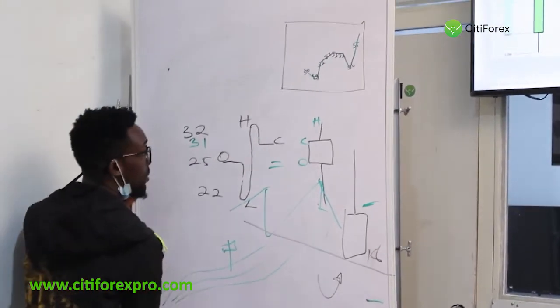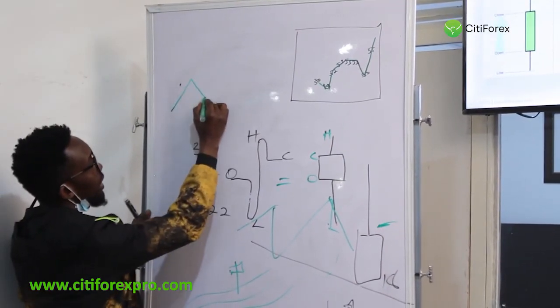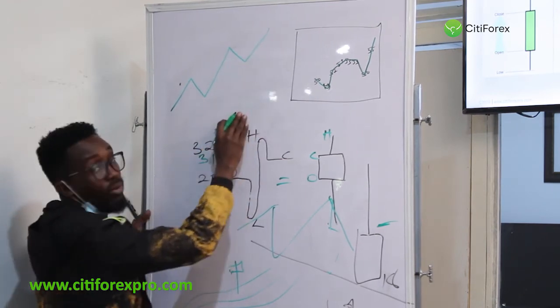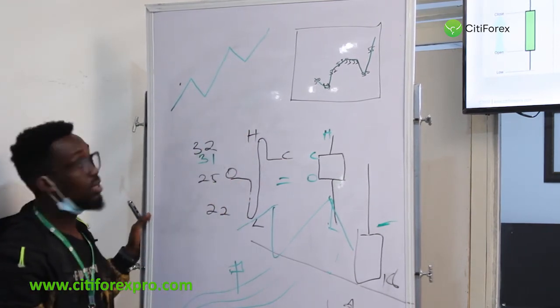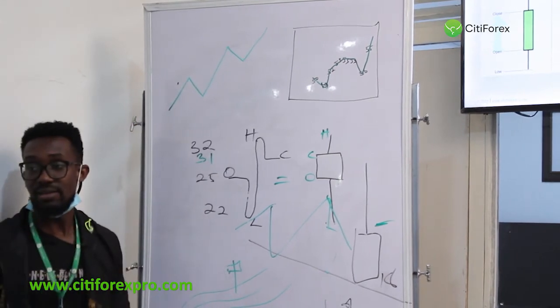Again, this is another concept I'm showing you now. If the market is in an uptrend like this, right? If it's an uptrend, I can translate this uptrend to a bar.